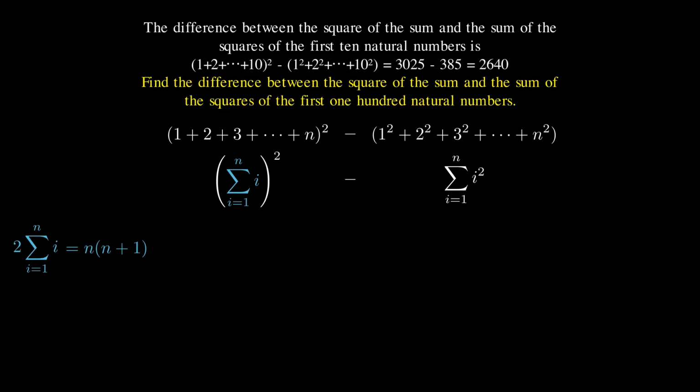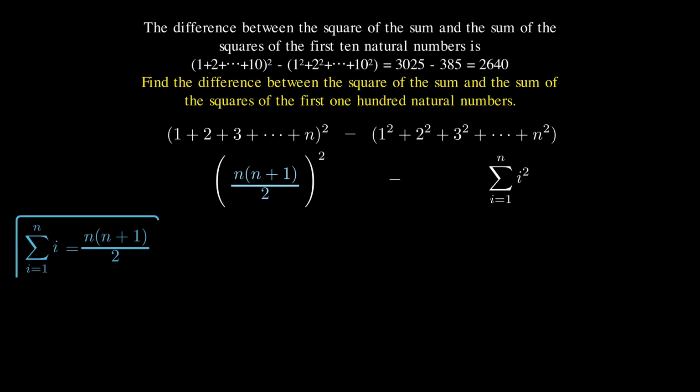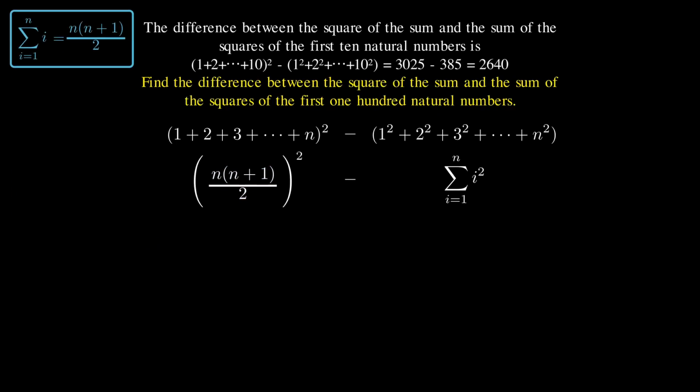We'll end up squaring this formula, but the formula for the sum of numbers from i equals 1 to n is n times n plus 1 over 2. And then for us, we'll end up squaring it, but that's what goes inside the parentheses there. We can try the same thing on the other term.